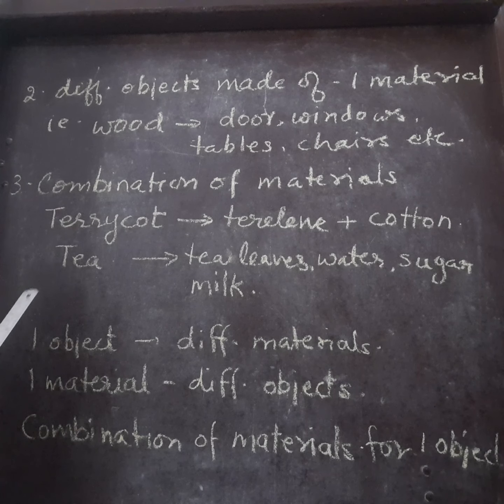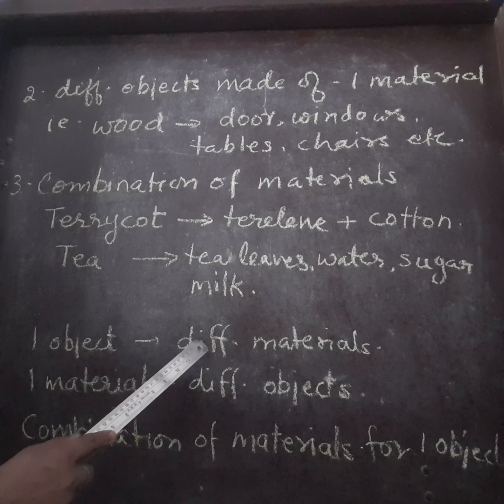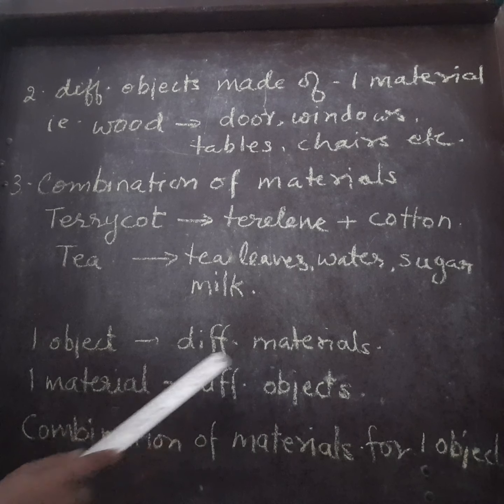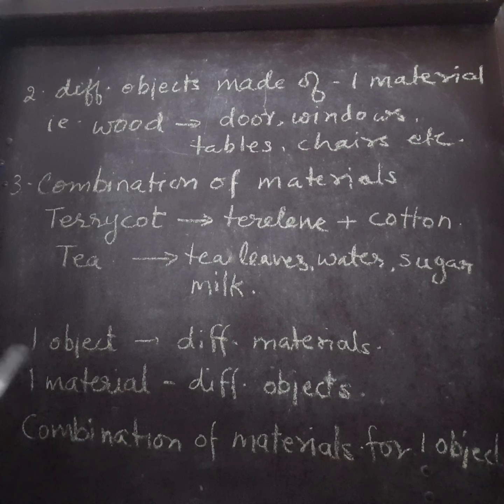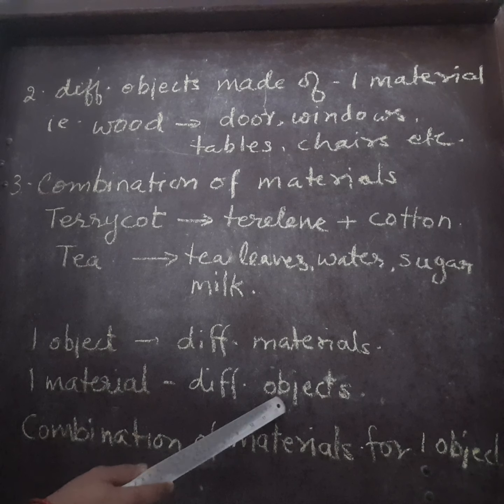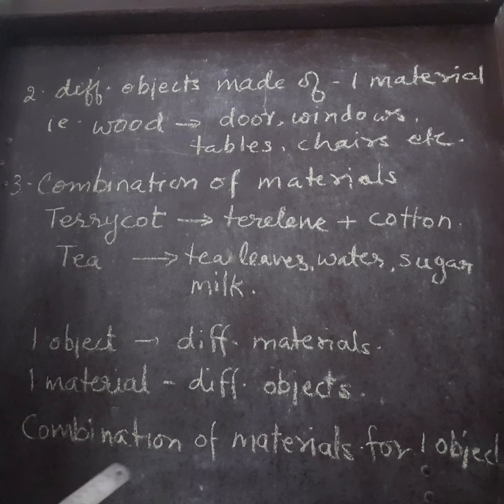So overall we can conclude that one object can be made of different materials. One object can be made by using different materials. Secondly, one material can be used to make different objects. And third, we have studied that in a combination of materials, two or more than two materials can be used to make one object.